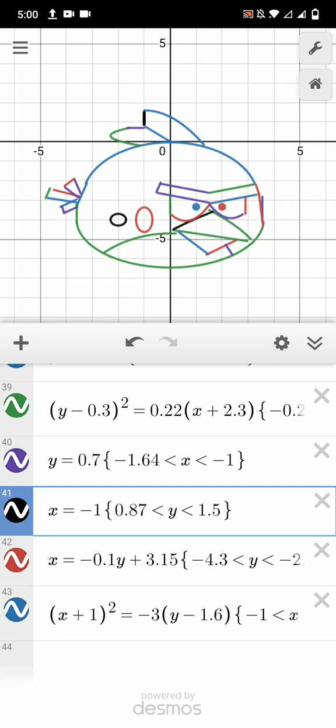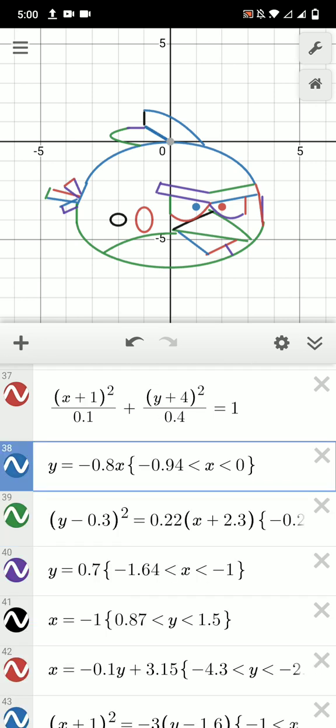Next, this part of the hair of my function art is x = -1 with the domain of y greater than 0.87 but less than 1.5. The next part is this function, y = -0.8x, with the domain of x greater than -0.94 but less than 0.